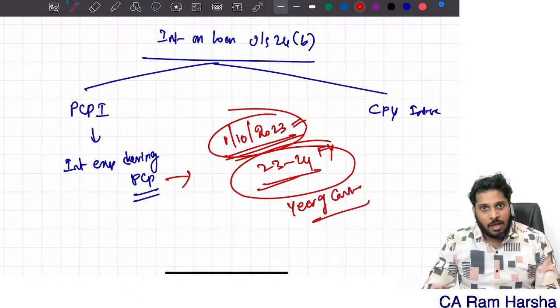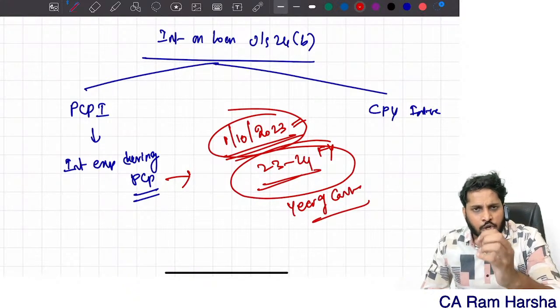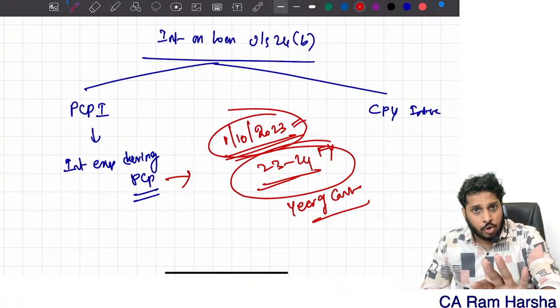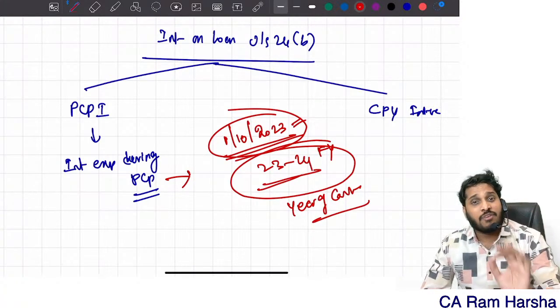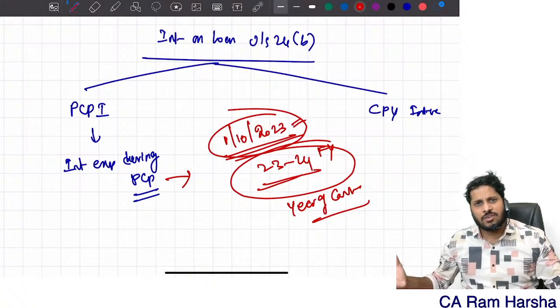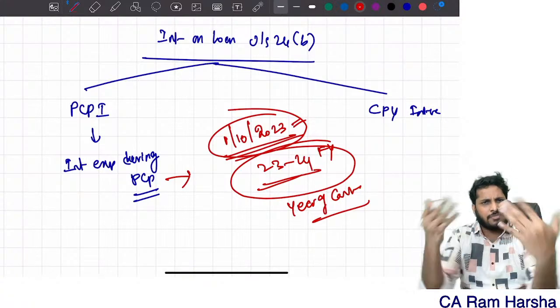Correct? Suppose you were born on December 1st, 2005. Whether you are born in December or January, if somebody asks which year you were born, you will say 2005. Exactly. In income tax, it is the financial year.